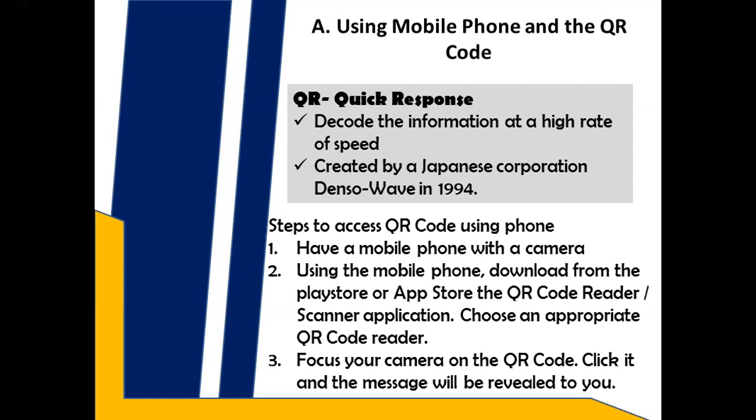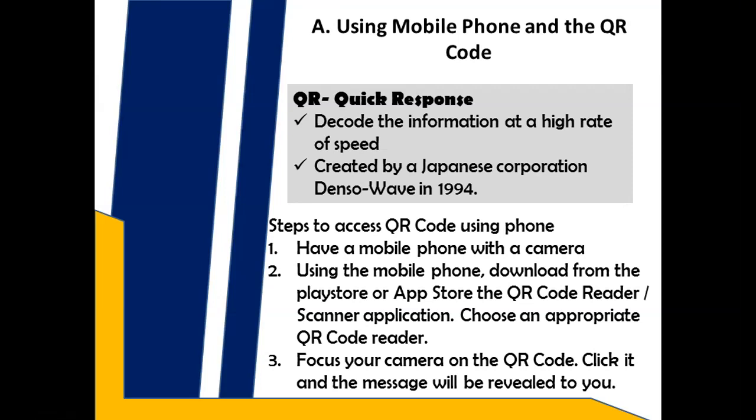So here are the steps that you are going to do when you are going to access a QR code. Number one, have a mobile phone with a camera. Okay, make sure that the camera can focus and has a good resolution of an object. Okay. Second, using a mobile phone, download from the Play Store, or an app store, the QR code reader or scanner application.